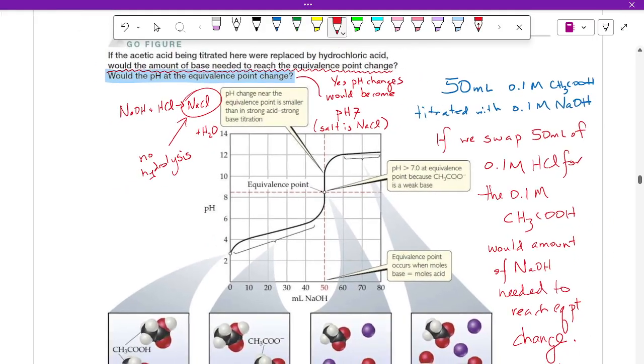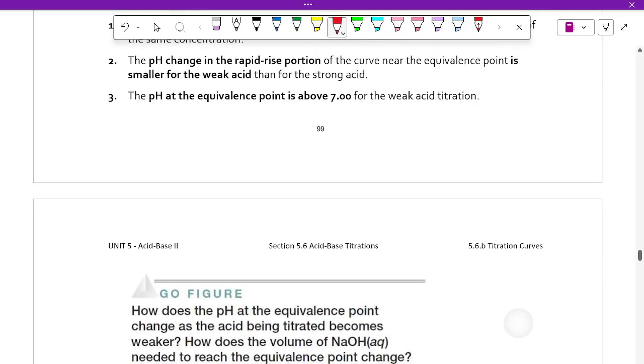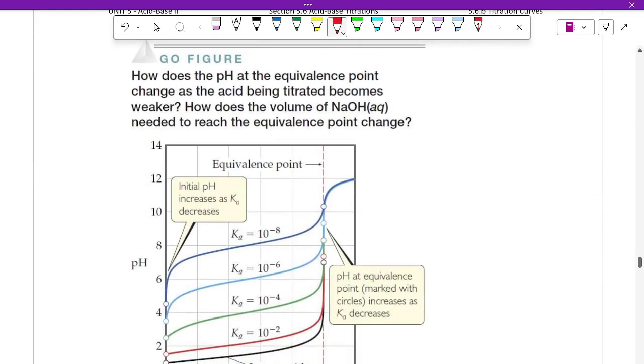Okay, excellent. There's pictures down at the bottom. Feel free to look at them if you want to. We're going to keep going because we need to be done this.